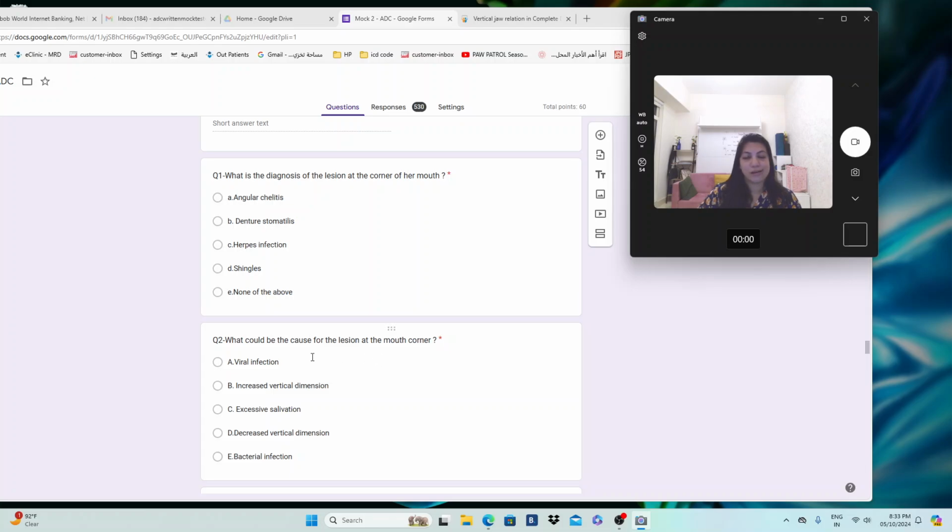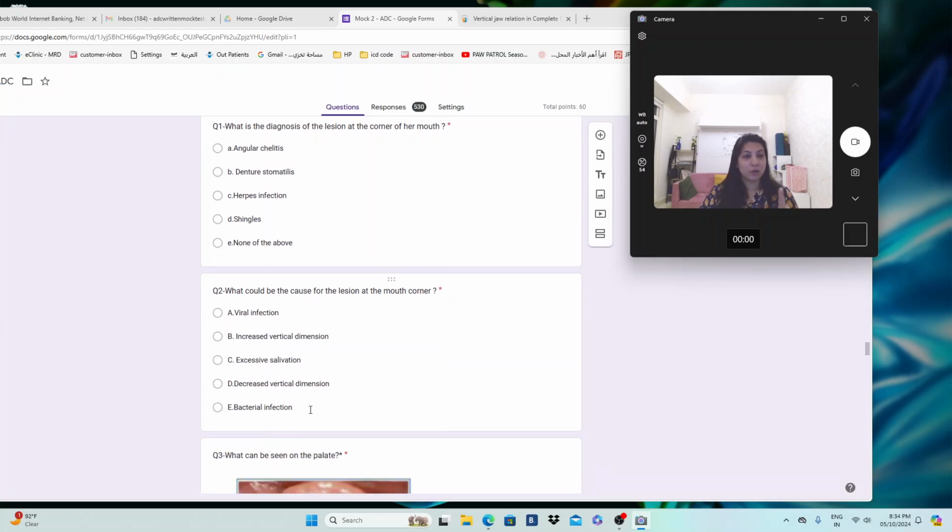What could be the cause of the lesion at the corner of the mouth? Viral infection. If it was herpes, then we could have said viral infection. It's not viral infection. There is no history of fever. There is no other malaise. There are no other symptoms. Increased vertical dimension will not cause perleche. It will cause clicking and pain. Excess salivation. Decreased vertical dimension, yes, because that would cause, as I mentioned, pooling of saliva because of the sagging of the skin on the corner.